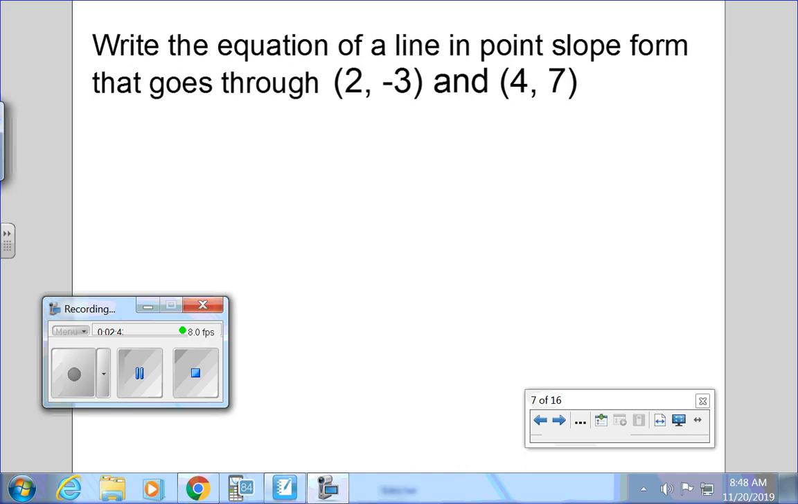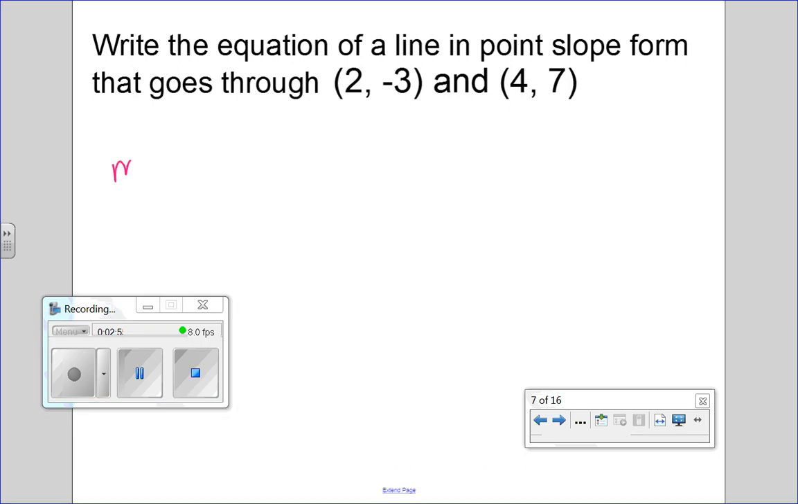Write the equation of a line in point-slope form that goes through 2, -3, and 4, 7. We're going to find the slope first. Correct. So we're using point-slope form. We need a point and a slope. And Anthony has determined, we don't have a slope. So let's find our slope.